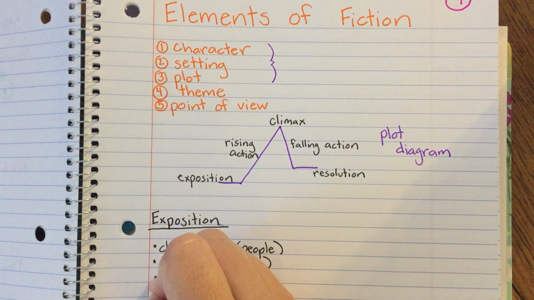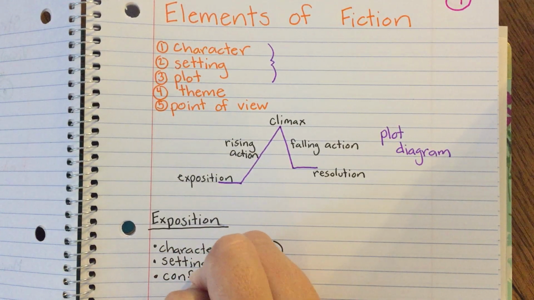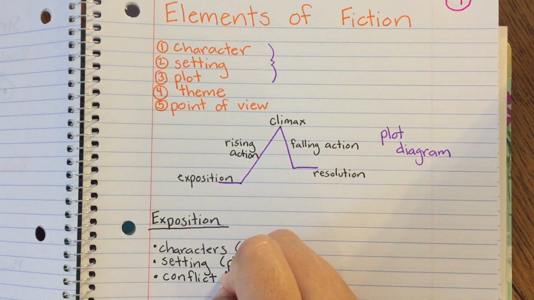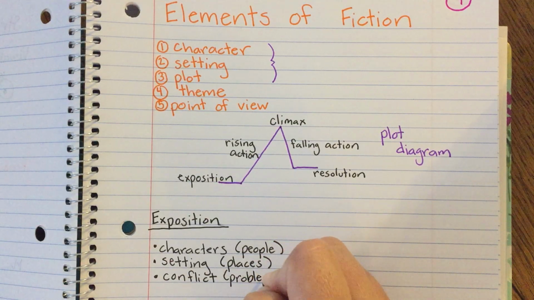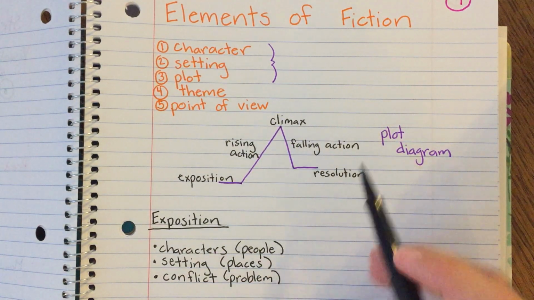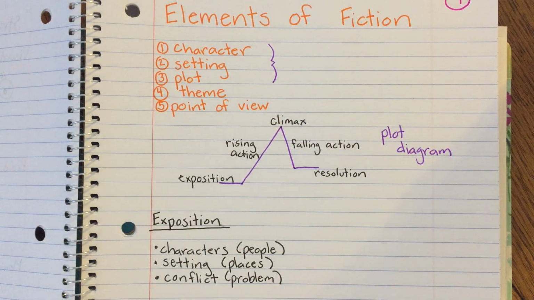And this also includes our conflict. So conflict, when we were talking about summaries the other day, is like the big problem in the story. So conflict is going to be what drives your story along. So in the beginning is when you discover some sort of problem that is going to be carried through the rest of the story. So that was exposition.